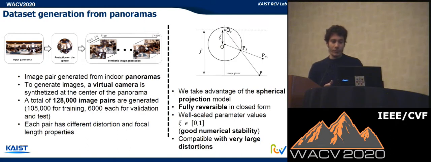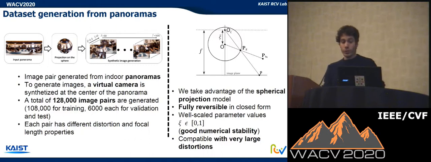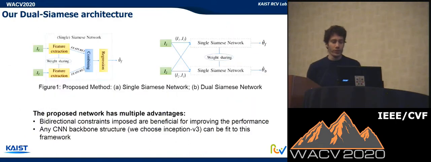One of the main difficulties here is, if you want to train a deep neural network to solve such a problem, you will need a large number of annotated data to estimate these parameters. So we took advantage of a large scale panorama dataset from which we can generate a very large number of pairs of images with various focal lengths and radial distortion. To do so, we use the spherical projection model, which is relatively simple to invert, which is not always the case for polynomial models.